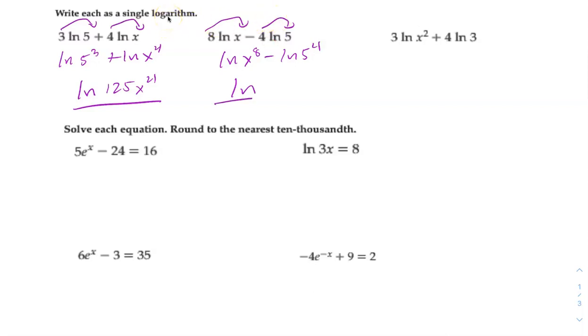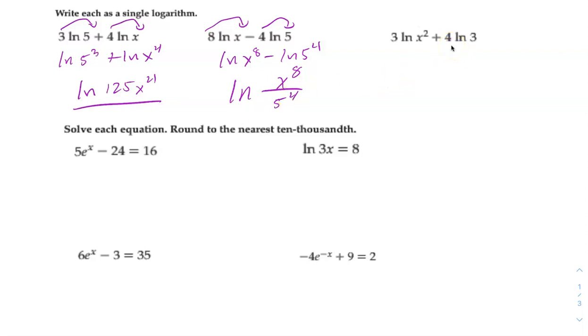So most common mistake is people do this. And that's wrong. That's not a single log. It's 2 logs. 1, 2. Single. 1, 2. Not right. So what we want to do instead is write natural log, write a line, and then on top is 8x, on bottom is 5 to the 4th. Or 625 if you want.